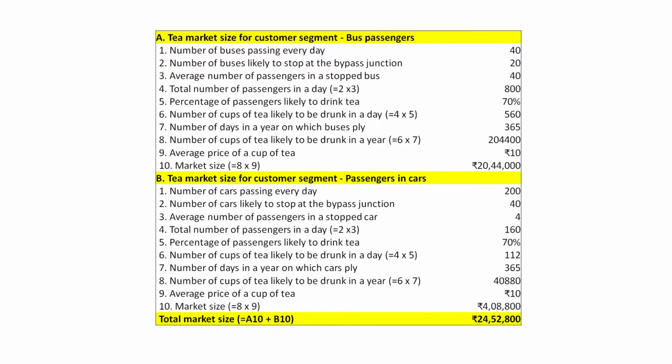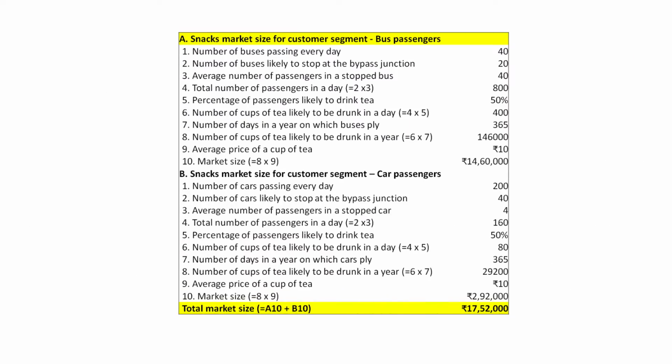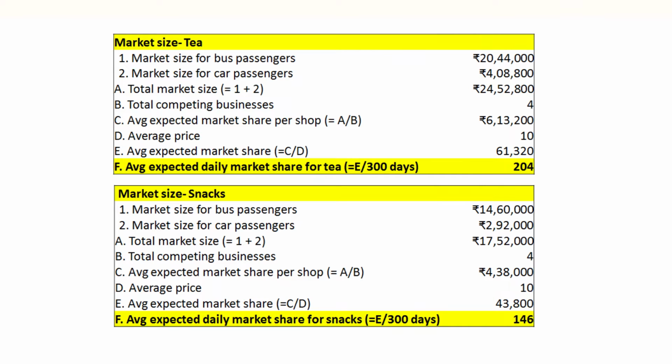As we saw earlier, Ramu had estimated the market size of the new market for tea and snacks. Next, he estimated his business's potential market share for tea and snacks. While analyzing the new market, Ramu realized that the customer profiles in both the proposed new location and the existing location are the same. This means that their preferences are also likely to be the same.